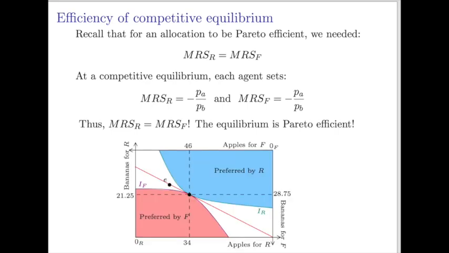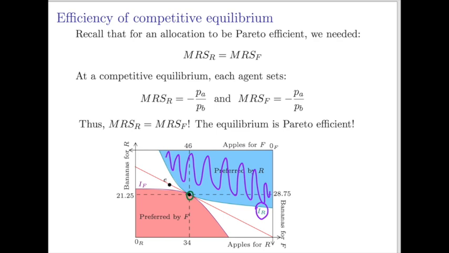So let's look at an example. The example that we did in the previous clip, the equilibrium allocation was this point right here. And remember that this is a point where Rob has chosen his optimal bundle. So 34 apples and 21 and a quarter bananas is the optimal bundle for Rob. So all of the bundles that Rob thinks are better than this are in here, right? They're above the indifference curve for Rob through that equilibrium point.